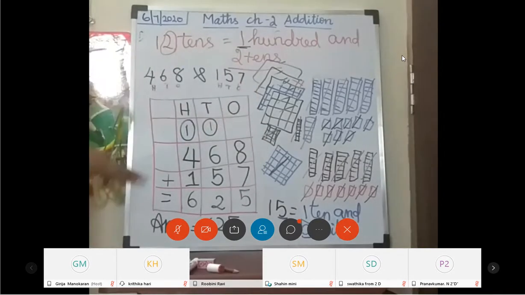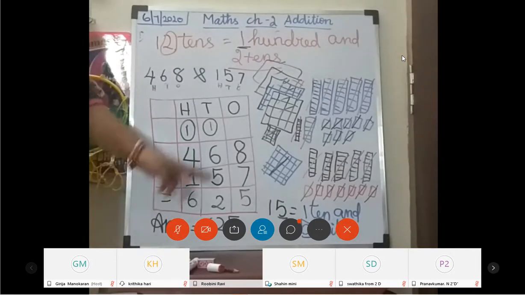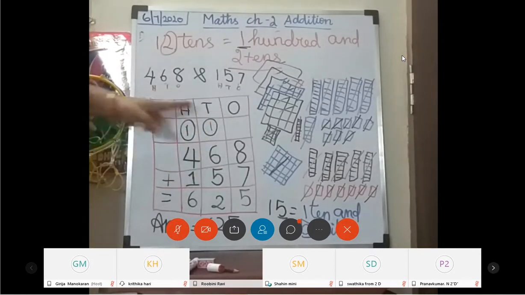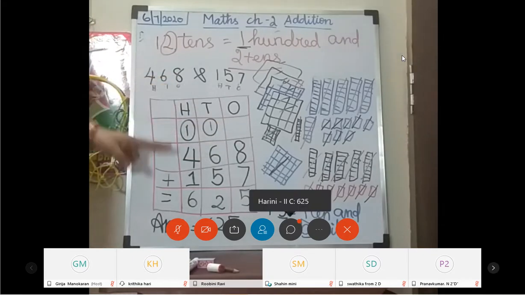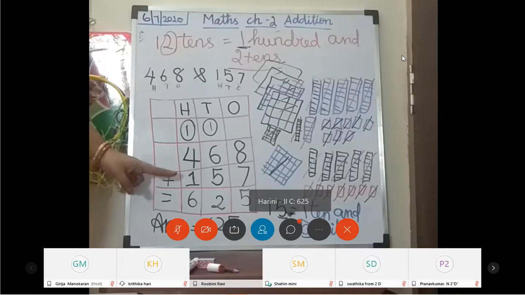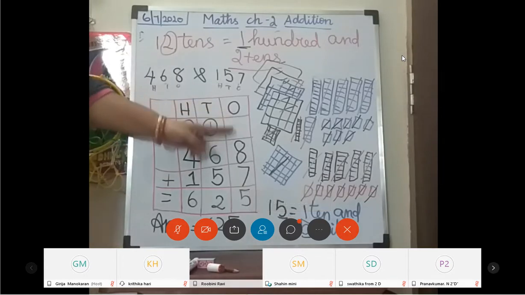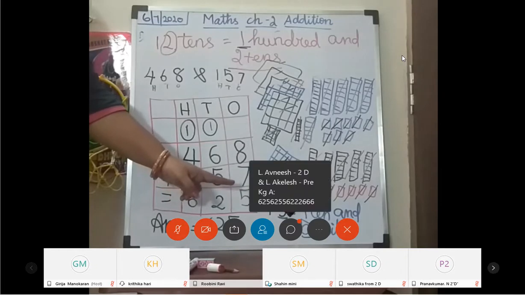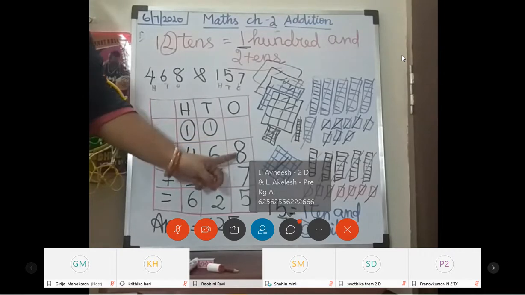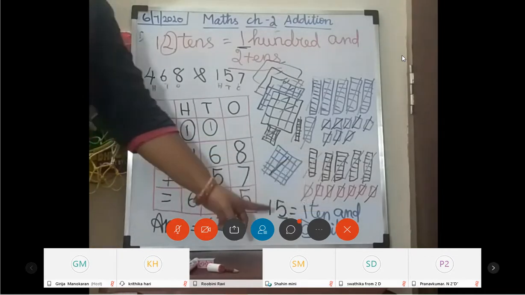157 equal to 625. First step, we have to write the place values. Second step, we have to represent the numbers in their appropriate rooms. Then we have to start from the ones place value. Why? Because we have to start from the smaller place value only. Okay? 8 plus 7 is equal to what?